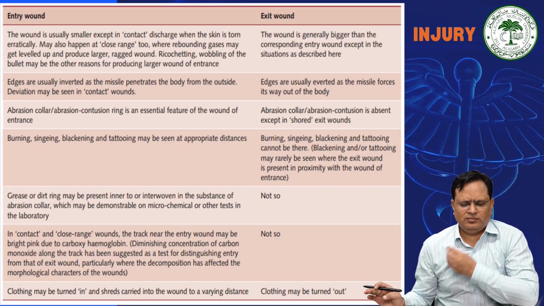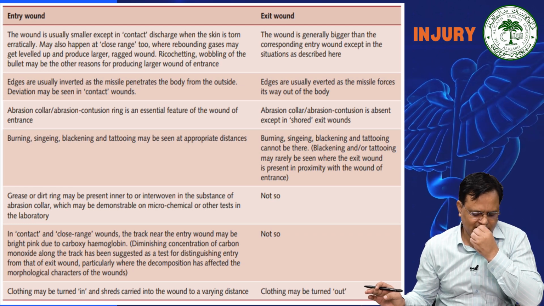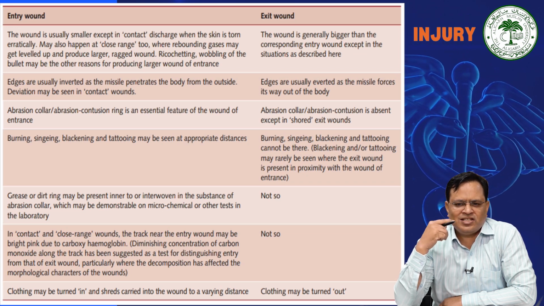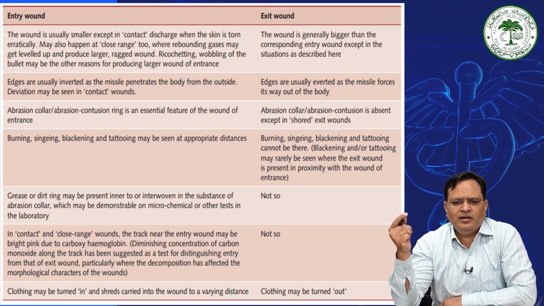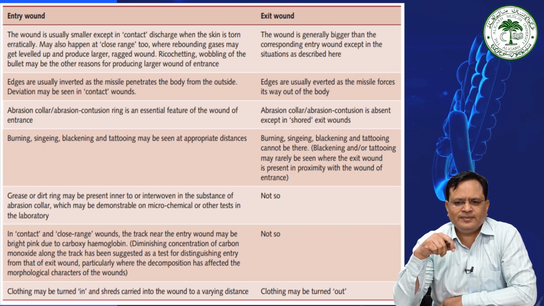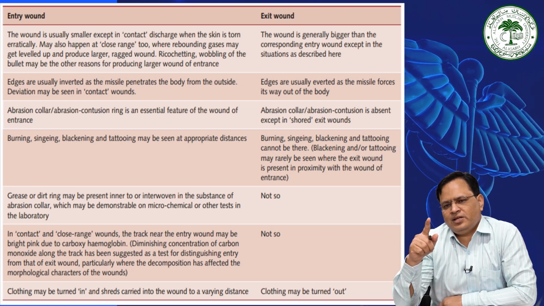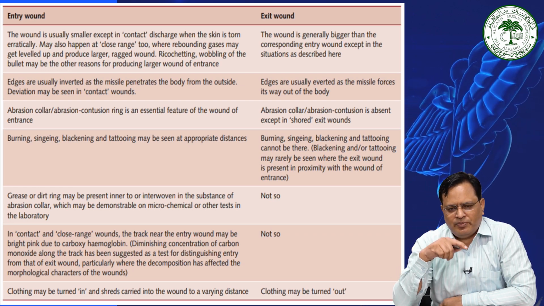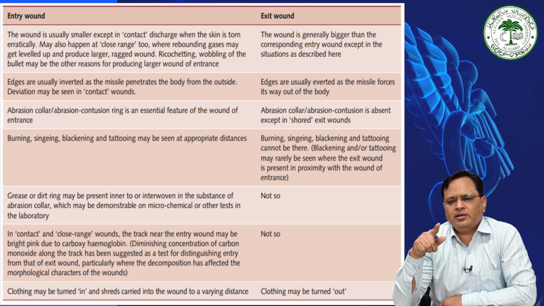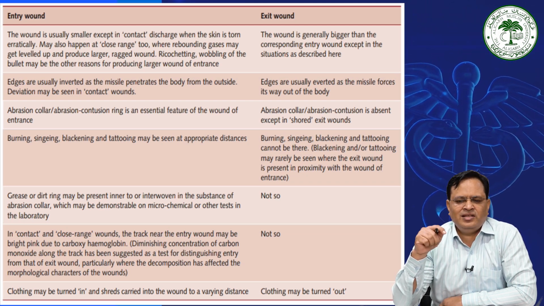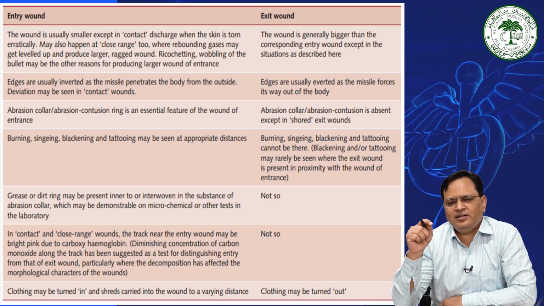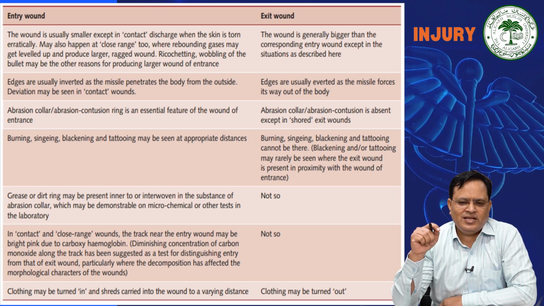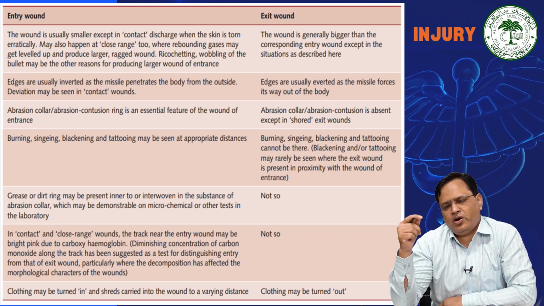Entry and exit wound, I have already described, but the summary: entry wound is usually small, exit wound is usually big. Edges are usually inverted in entry wound, whereas edges are usually everted in exit wound. Abrasion collar and abrasion contusion are present in entry wound, absent in exit wound. Burning, singeing, blackening and tattooing may be present in entry wound. These things are absent in the exit wound. Grease or dirt collar present here but not present there.